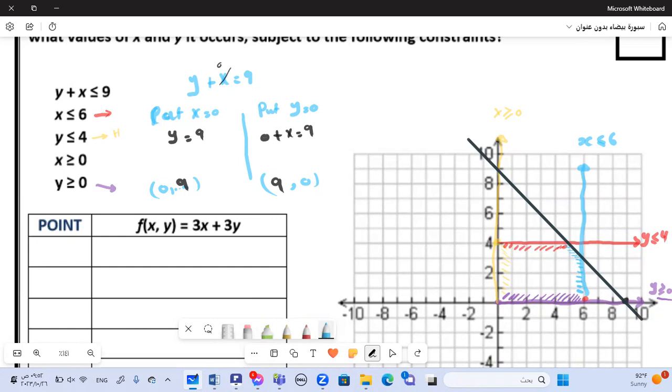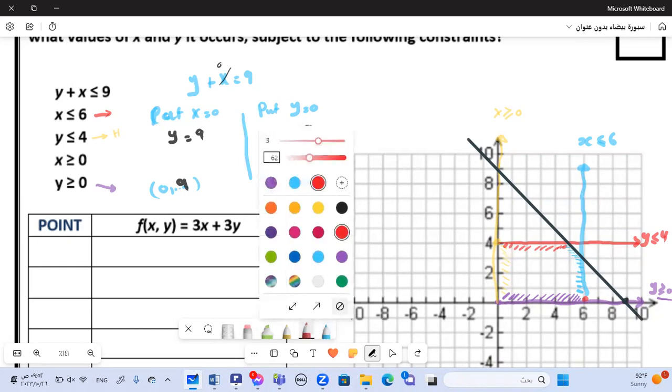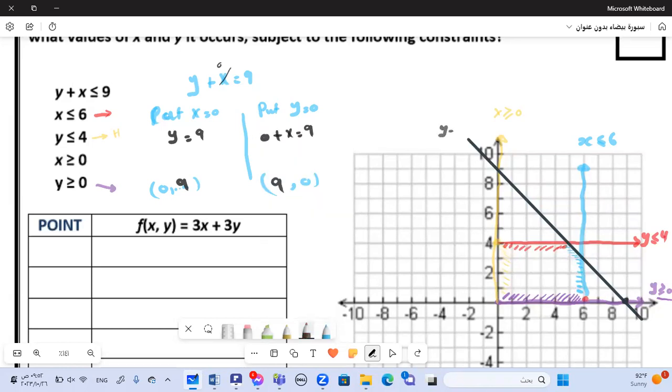Another, the last one, y plus x less than. So y plus x less than, so downwards the line. This line, don't forget to write y plus x less than or equals to 9. So downwards, inside this part, so only this part is included for this line. Okay, so this represents the shaded part.